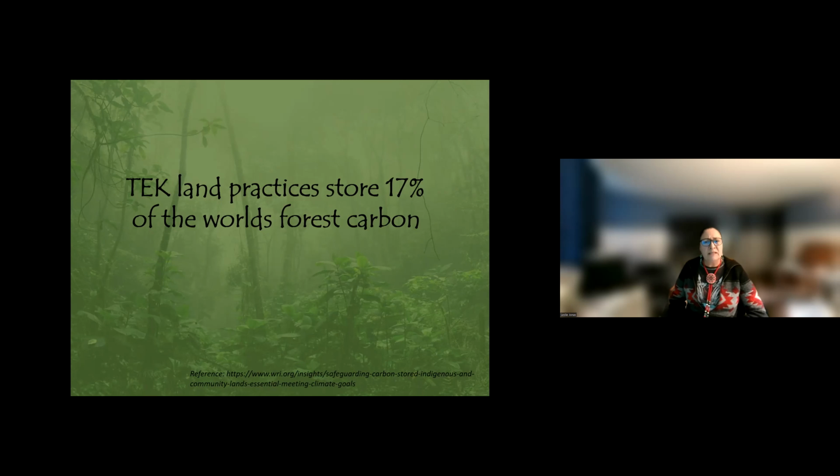Scientists estimate that by managing the world's land more sustainably, such as by protecting forests and investing in reforestation, we could achieve up to 37% of emissions reductions necessary to limit the global rise in temperature to 2 degrees Celsius by 2030.